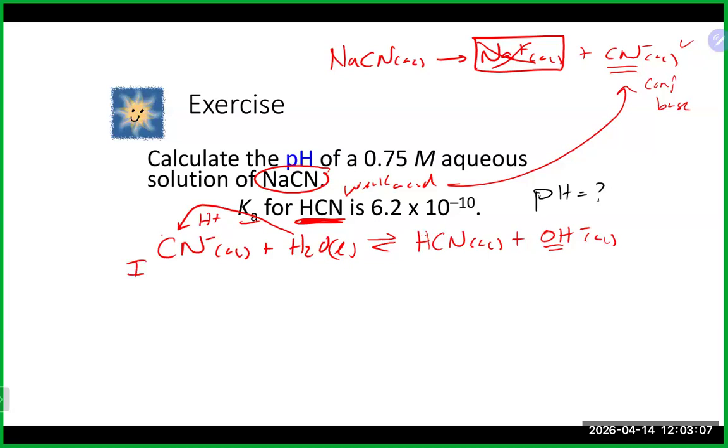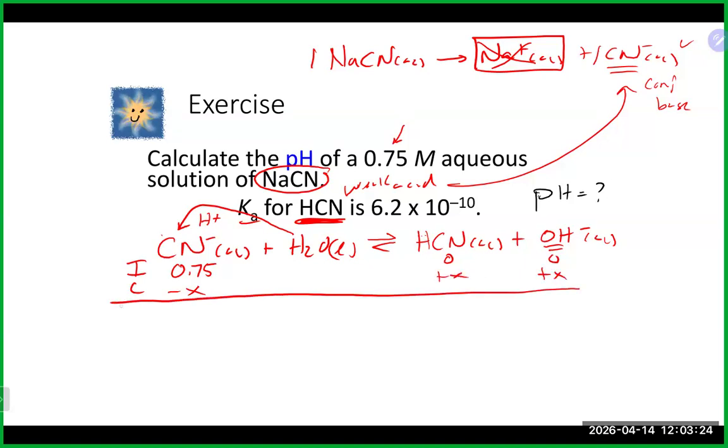Going for our ICE table here, our initial concentration is going to be 0.75. Once again, it's a 1-to-1 relationship between those, so it's the same concentration. 0, 0, minus X, plus X, plus X. That means at equilibrium, 0.75 minus X, X, and X. Any questions on the table here?